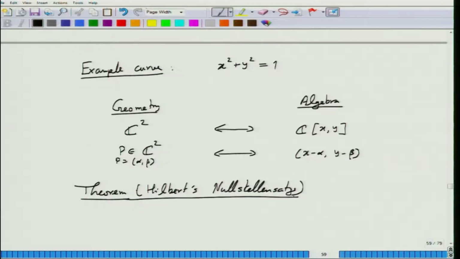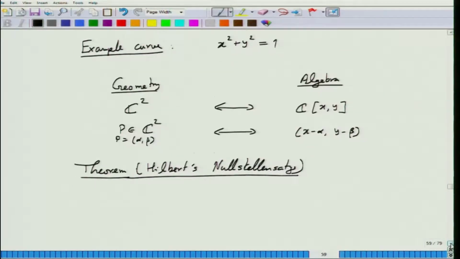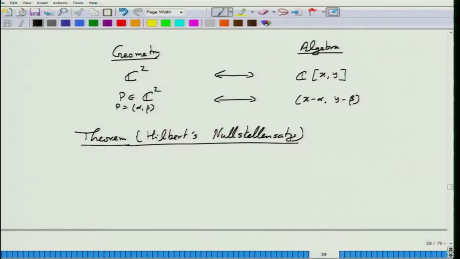It was proved by Hilbert, a very famous mathematician. It's called Hilbert's Nullstellensatz. This theorem was the beginning of algebraic geometry, because this is what allowed mathematicians to establish this dictionary completely. The theorem has a very general statement, and a more specific statement can be given in terms of this. But okay, let's see.